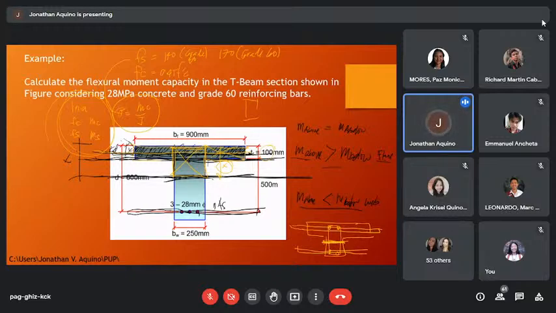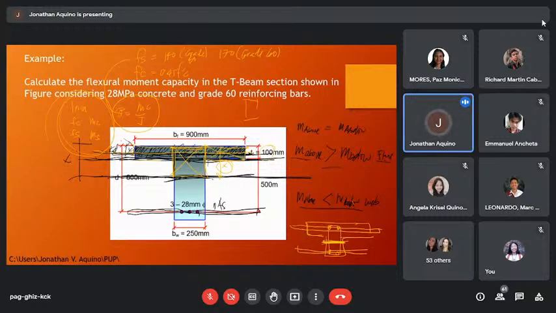Pag nag-fall siya within the web, medyo mahaba na yung equation na gagawin. Although madali naman kasi meron kayong programmable calculator, kaya lang medyo nakakalito siya dahil meron siyang puwang in between nung pagkuha nung centroid location nung transform section. Okay? So that's all for working stress design.